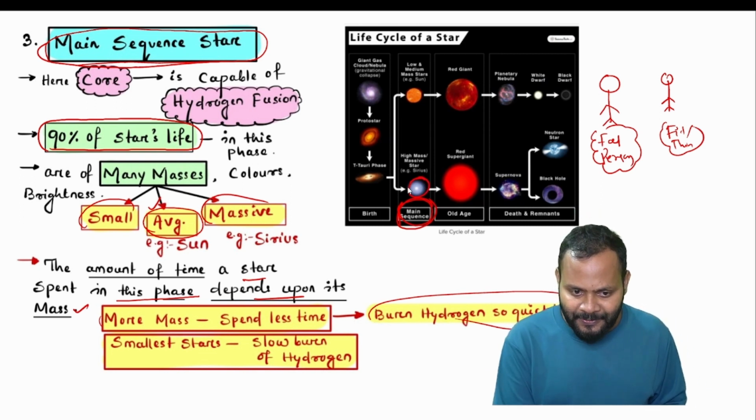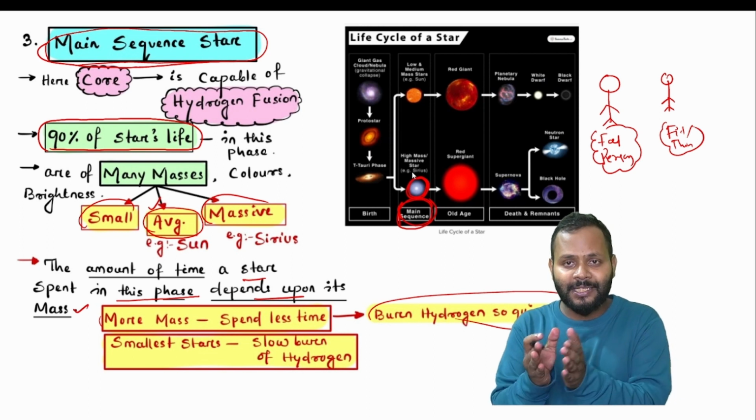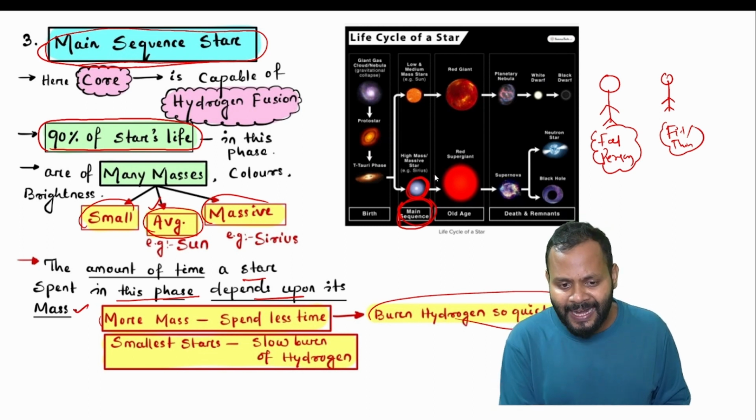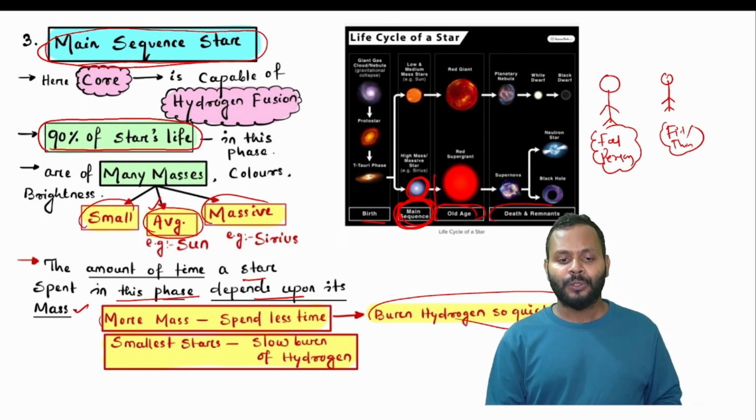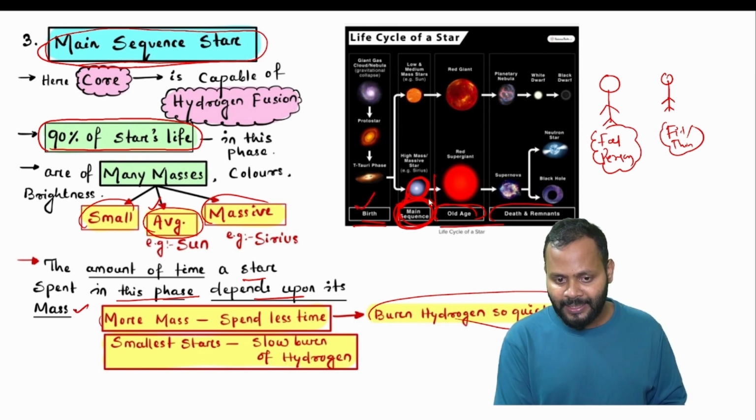After this main phase, the main sequence star, this is the end phase. After this phase, this is the old age. So this is the birth, this is the mature or young time, this is the old age, and this is the death. Don't you think it also looks like a human life cycle? Birth, young age, old age, and death and remnants.